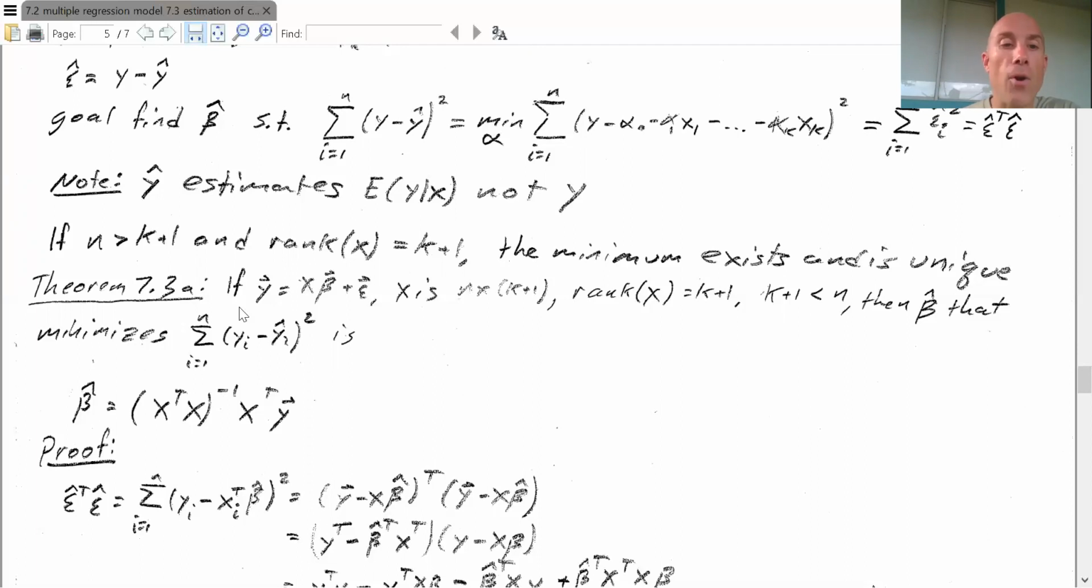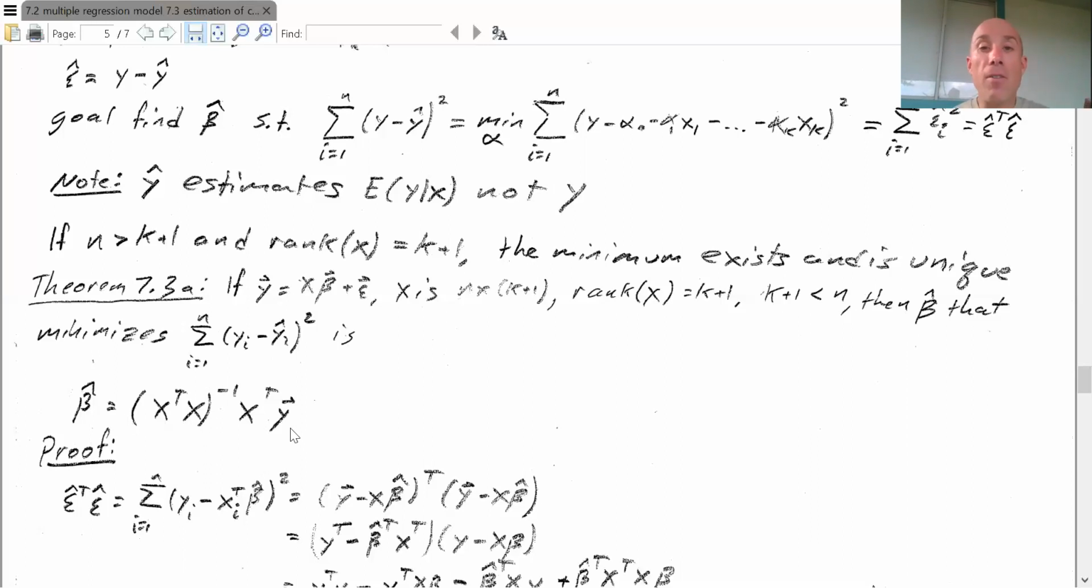All right, so here's the theorem. If y is equal to x times beta plus epsilon, x is an n by k plus 1 matrix, the rank of x is k plus 1, so it's full rank, and we have more observations than coefficients to fit, then the beta hat that minimizes the sum of squares of residuals is equal to x transpose x inverse x transpose y.